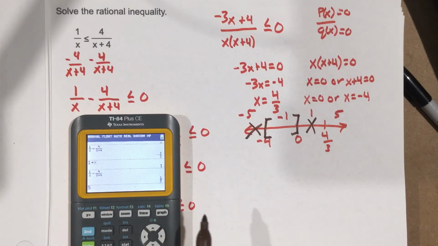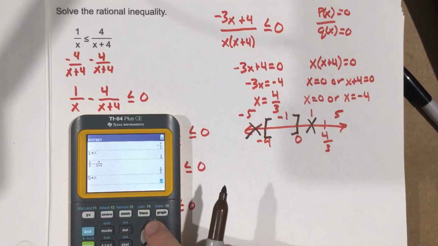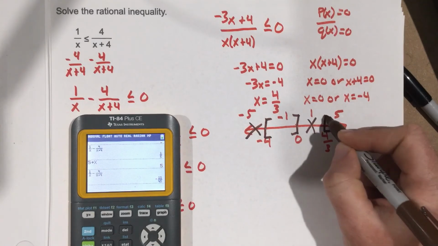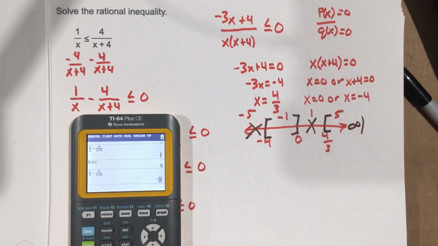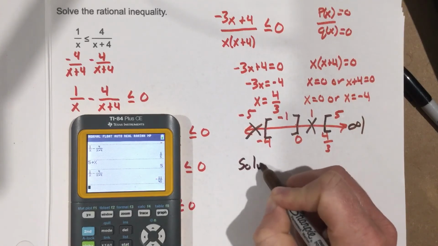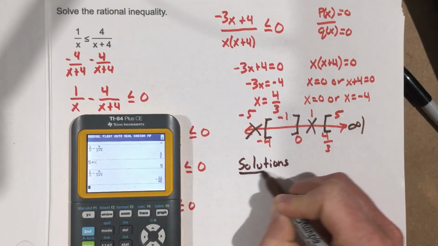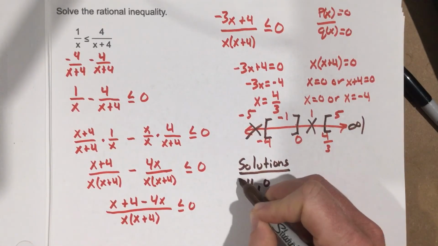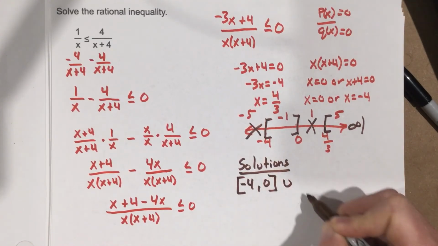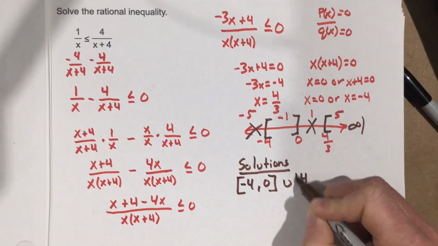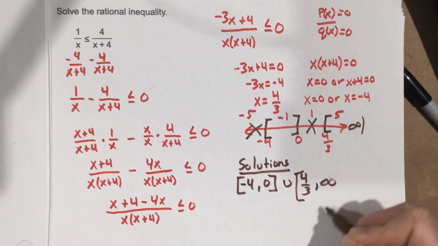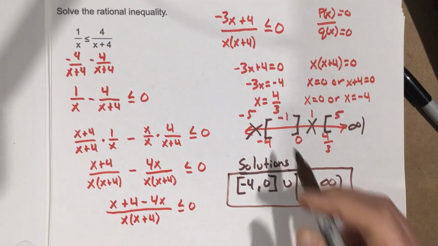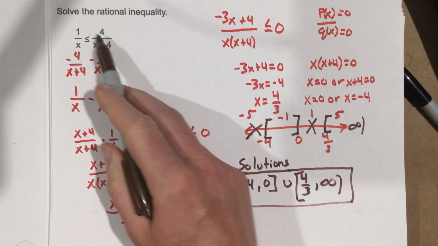5, store it as x. And I get a negative number, so these work all the way out to infinity. So what are my solutions? Well, the solutions now run from -4 to 0, brackets on each, union 4/3 to infinity. So that is my solution set there. -4 to 0, 4/3 to infinity for this rational inequality.